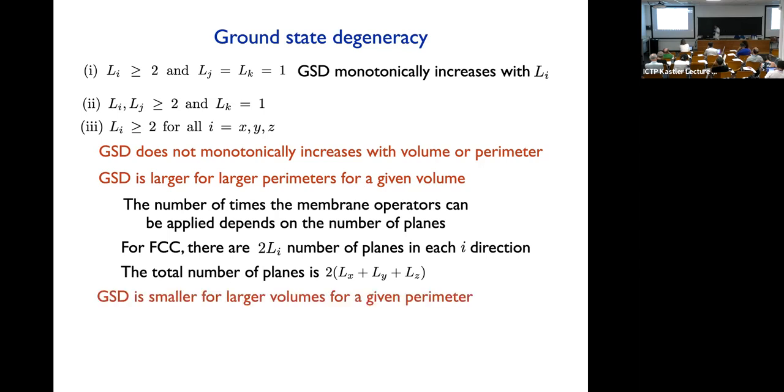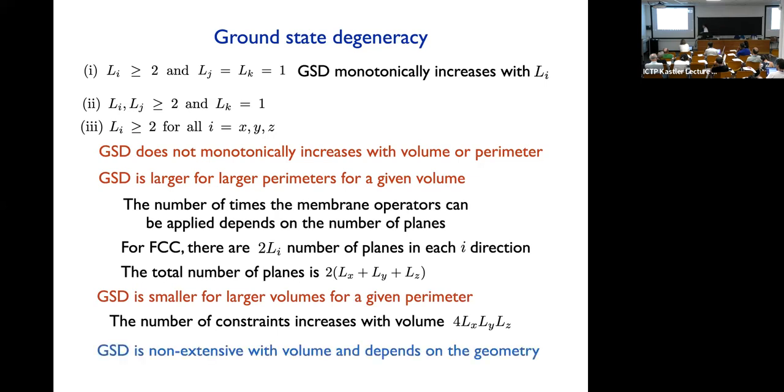Now, the reason why you have a smaller ground state degeneracy for a given perimeter is because it turns out the total number of constraints increases with the volume. So there's a competition between the perimeter and volume effects, and that limits the number of possible ground state degeneracies. Okay, this is the answer to Chandra's question. So the ground state degeneracy is actually sub-extensive in the volume, but it depends on the geometry. Depending on the geometry, the ground state degeneracy is different. To us, it's very strange, but for quantum information people, this is very useful.